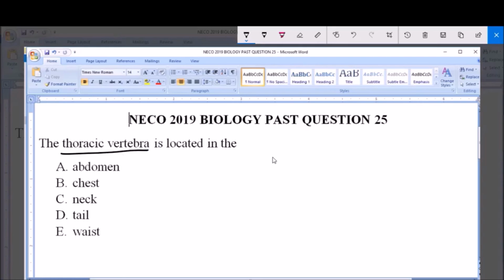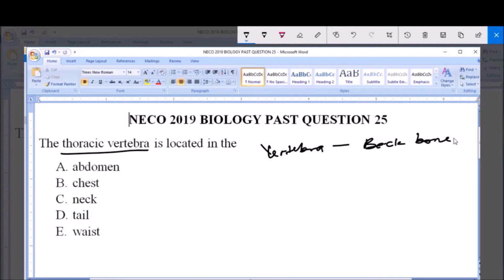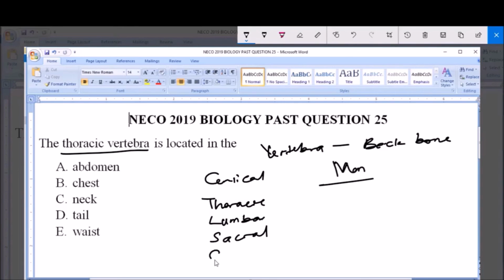Now, the vertebra is actually what we call the backbone, and it's mostly found in vertebrates like man. For instance, we have this vertebra, and these vertebrae are actually divided into 5. We have the cervical vertebra, the thoracic vertebra, the lumbar vertebra, the sacral vertebra, and the coccygeal vertebra. Now, each of these vertebrae has its own specific location.